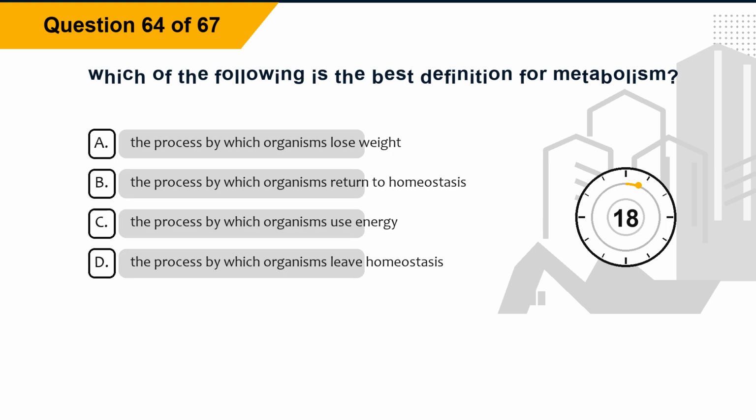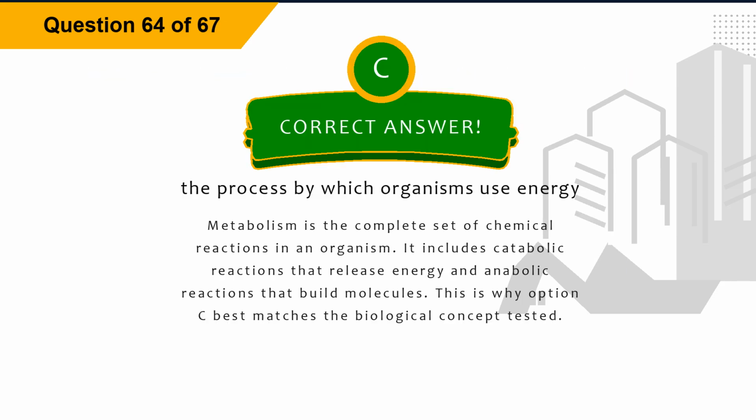Question 64. Which of the following is the best definition for metabolism? Option A, the process by which organisms lose weight. Option B, the process by which organisms return to homeostasis. Option C, the process by which organisms use energy. Option D, the process by which organisms leave homeostasis. The correct answer is option C, the process by which organisms use energy. Explanation: metabolism is the complete set of chemical reactions in an organism. It includes catabolic reactions that release energy and anabolic reactions that build molecules. This is why option C best matches the biological concept tested.